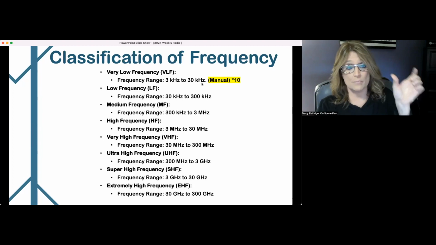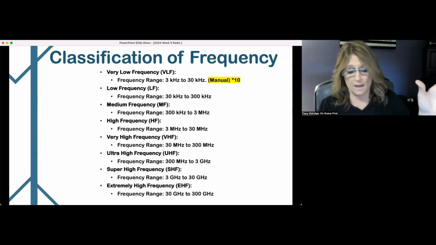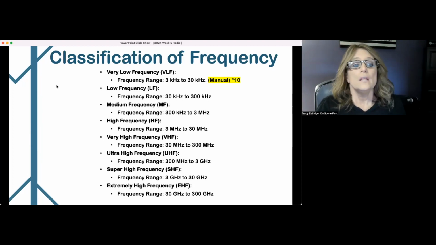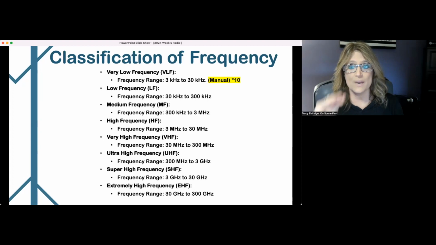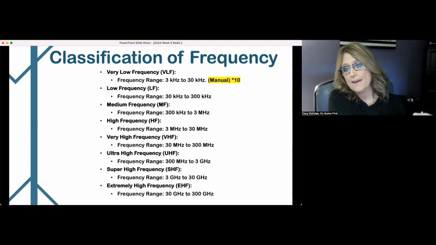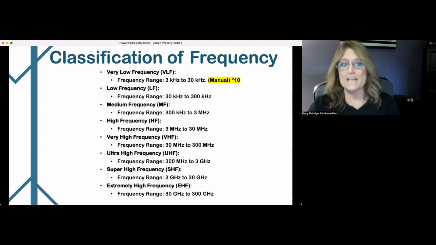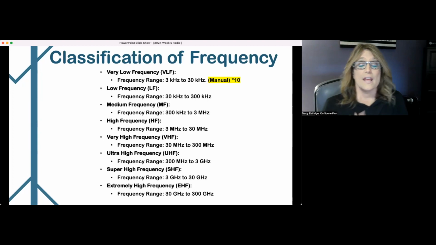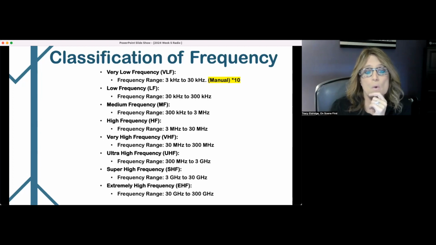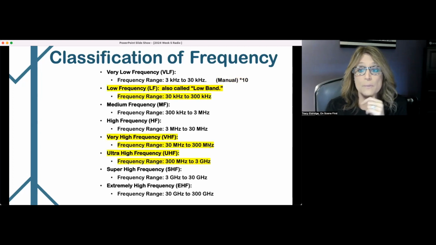That's still in that smaller 1,000 oscillations a second. The low frequency is 30 kilohertz to 300 kilohertz. Medium frequency is 300 kilohertz to 3 megahertz. So it has now moved from kilohertz. It now moves over to a 3 because it is now in megahertz. Okay. And so on and so on. So if that's how you want to remember it, but these are the ones that you should be familiar with.